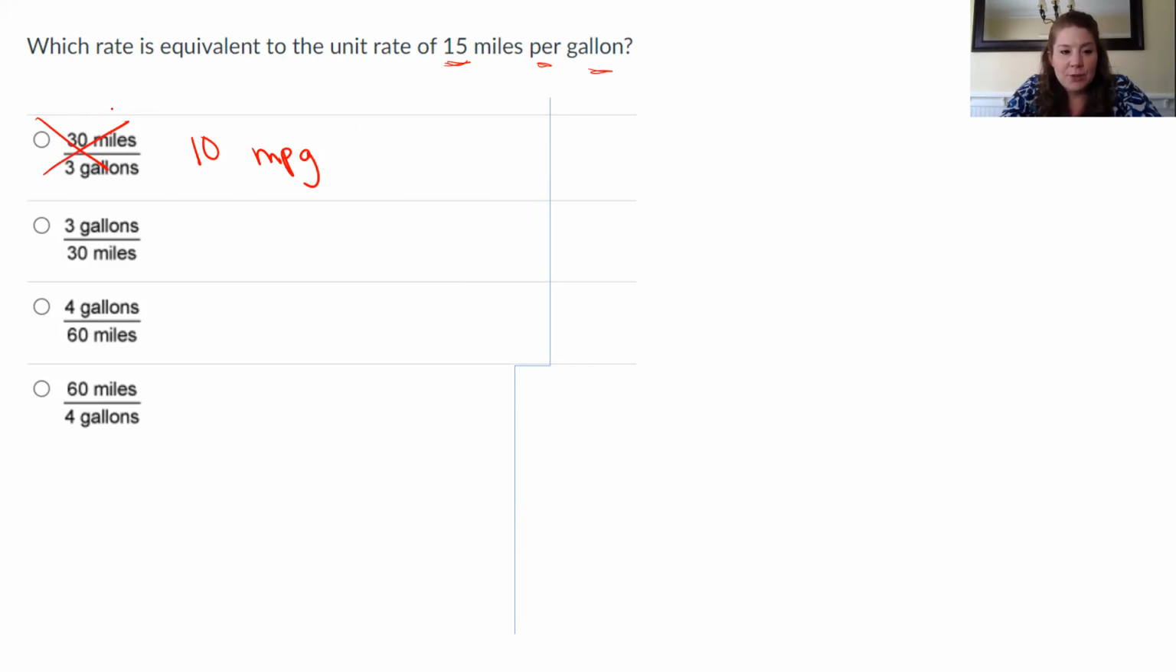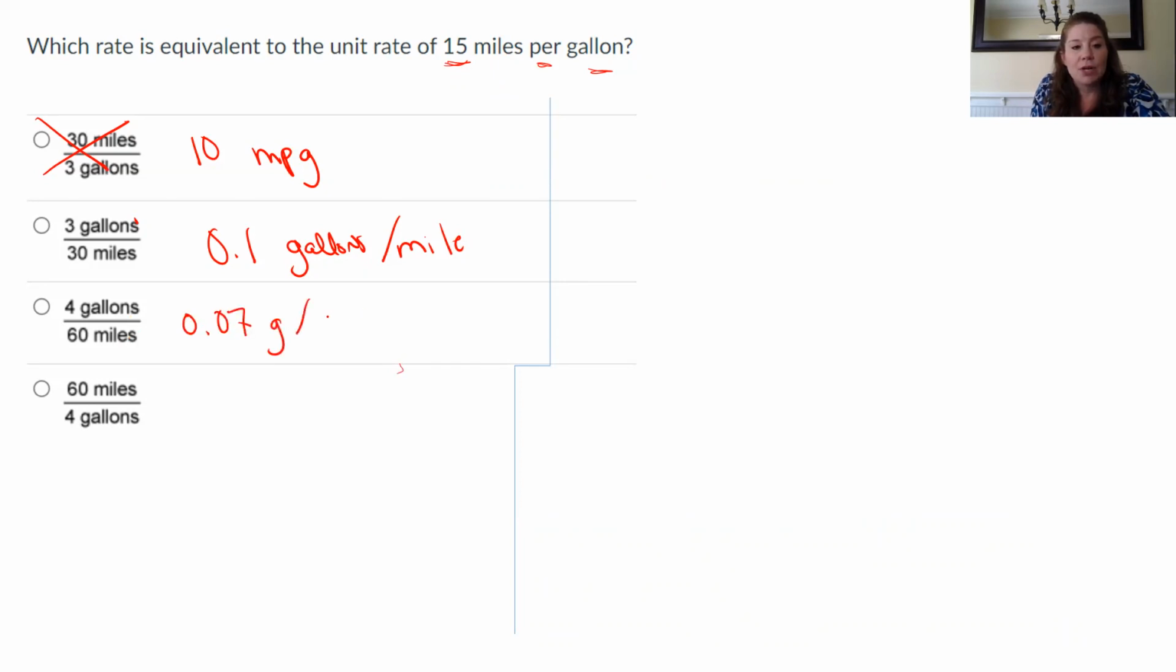All right, what if I divide 3 gallons by 30 miles? Well, that would be 0.1 gallons per mile. Well, that's not what it says. We want miles per gallon, right? What about 4 gallons and 60 miles? Well, 4 gallons divided by 60 is 0.07 gallons per mile. All right, we're not looking for that. We're looking for 15 miles per gallon.